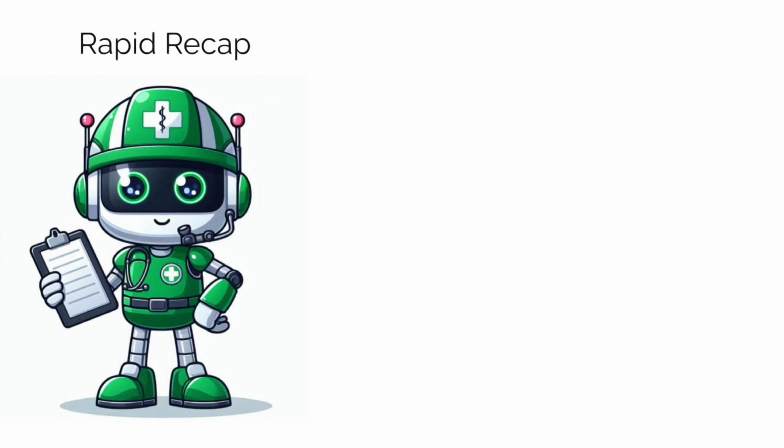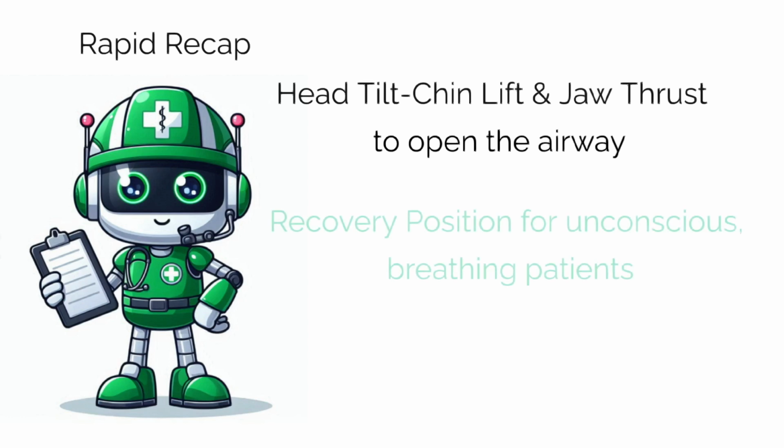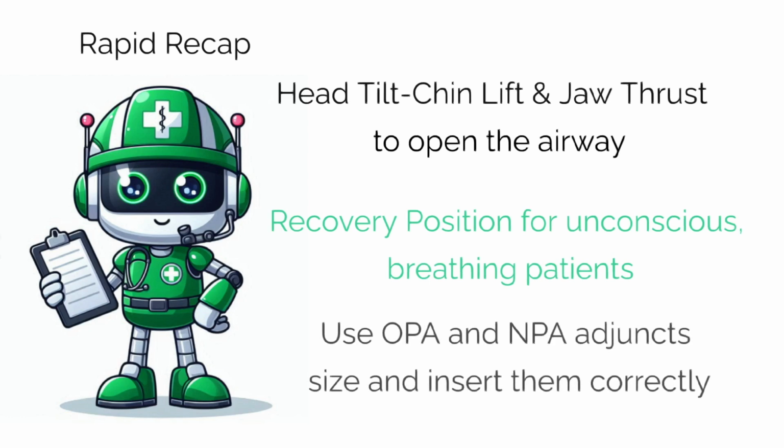Let's recap the key techniques. Head tilt chin lift and jaw thrust are used to open the airway. The recovery position is used for unconscious but breathing patients. Use OPAs and NPAs when necessary, making sure to size and insert them correctly.